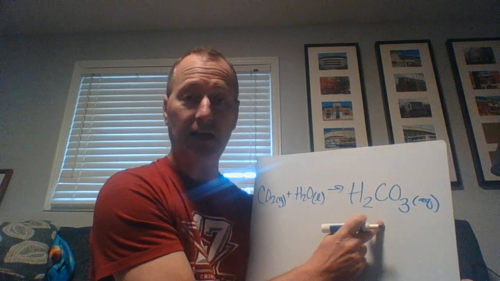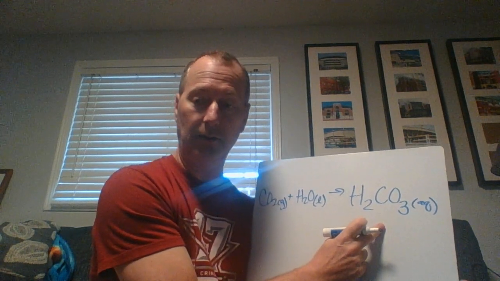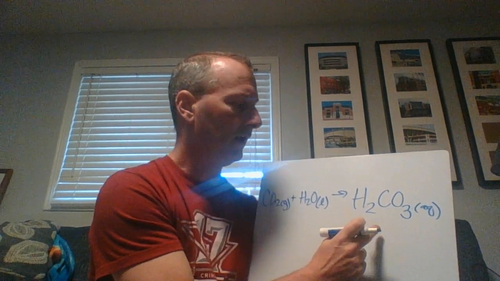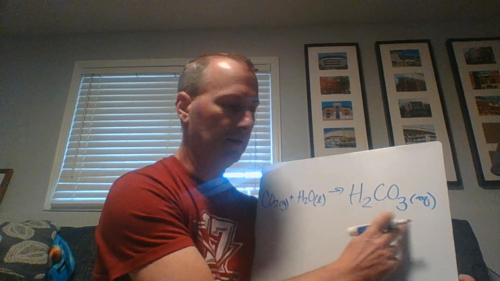Okay. This is actually called carbonic acid. Right? This is the acid that's in pop. Carbonic acid, if you look at the label on a can of Coke, carbonic acid is what's in pop. Now, we don't have the acidic properties yet.